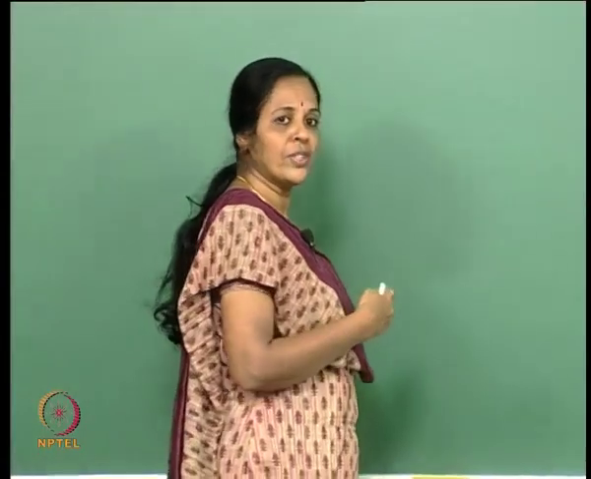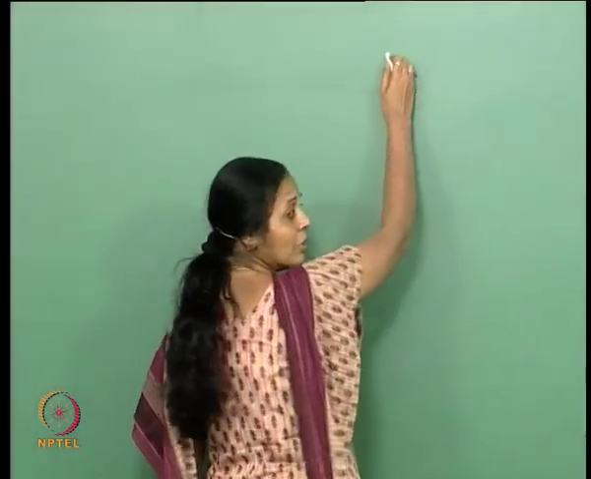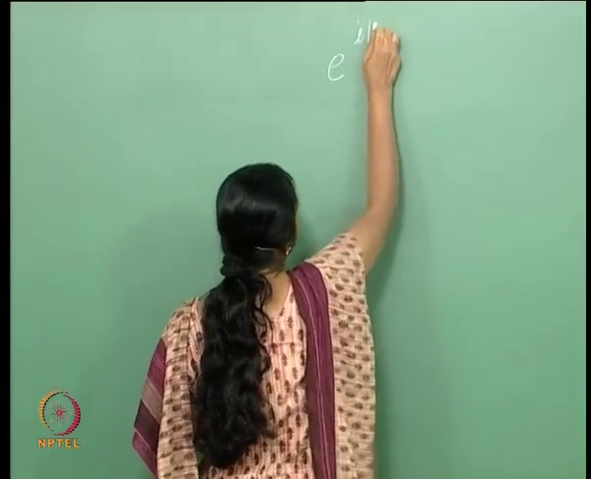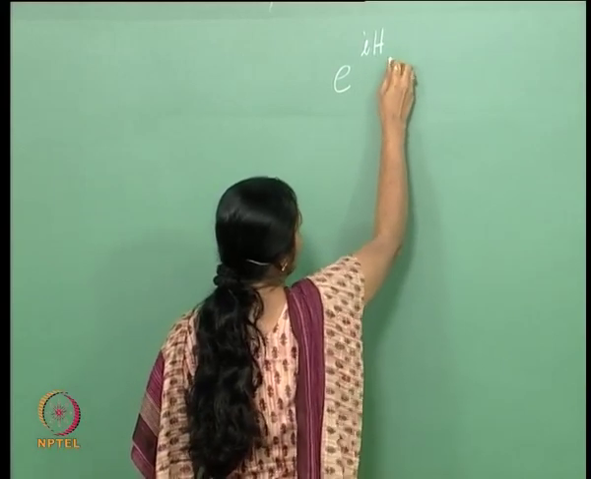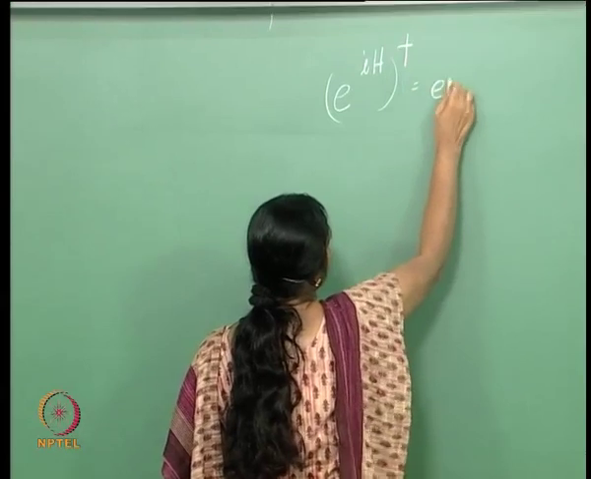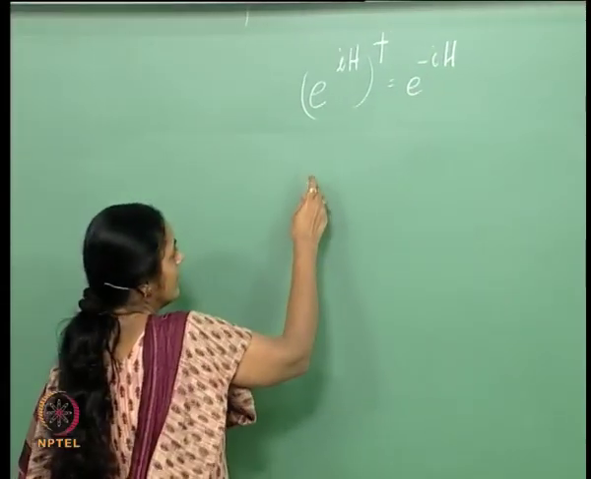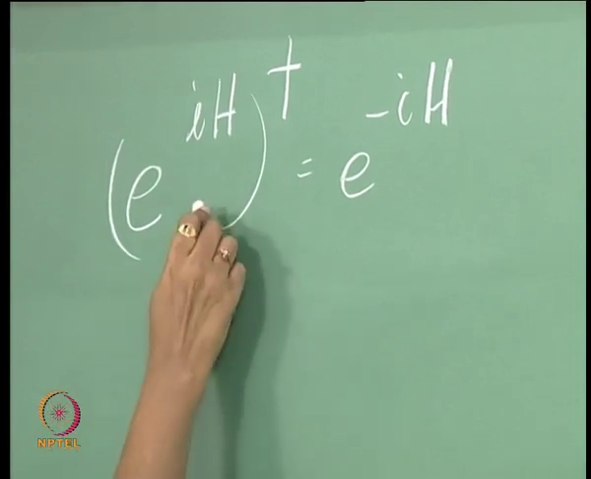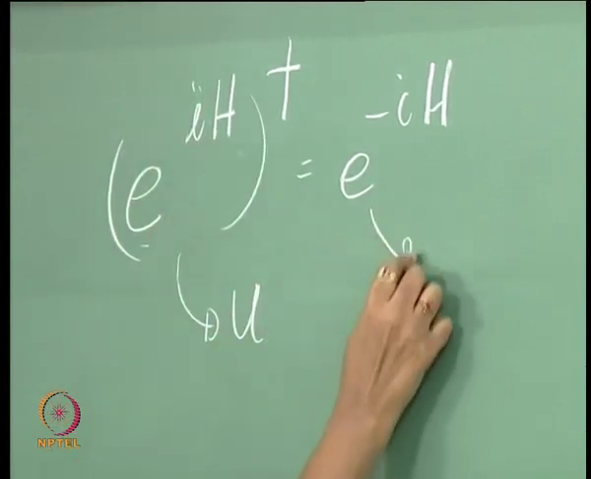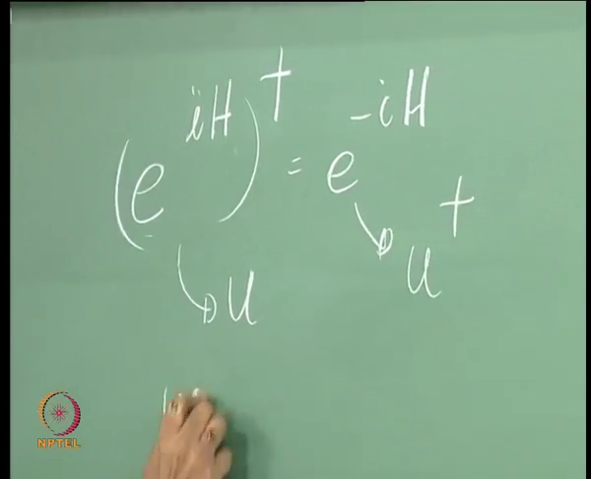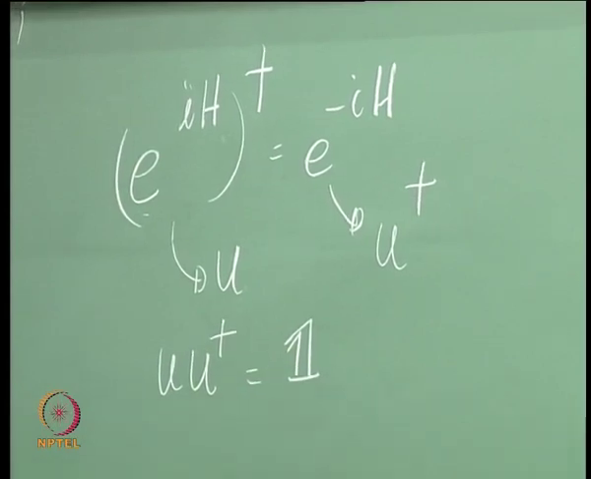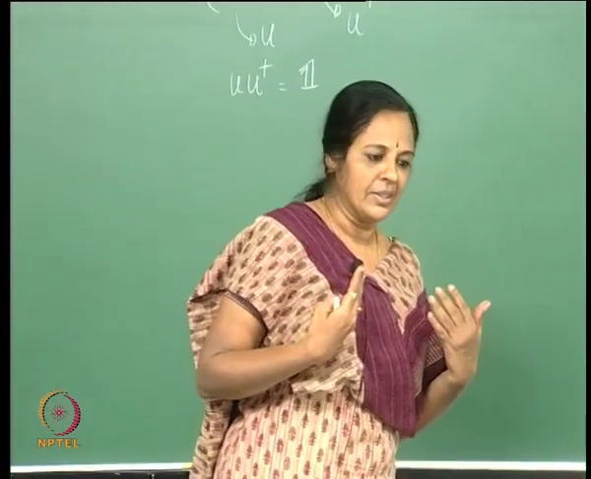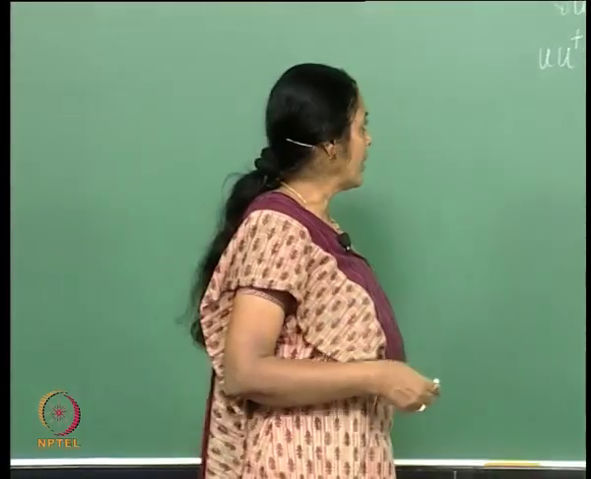I can also produce unitary matrices by exponentiating the Pauli matrices. Remember, the Pauli matrices are Hermitian matrices. So, H is a Hermitian matrix. And if I take the Hermitian conjugate of this, that is simply e to the minus iH. And therefore, if this object is u, this is u dagger, and it's clear that u dagger u is the identity operator. Unitary matrices therefore find a very natural role in quantum mechanics.